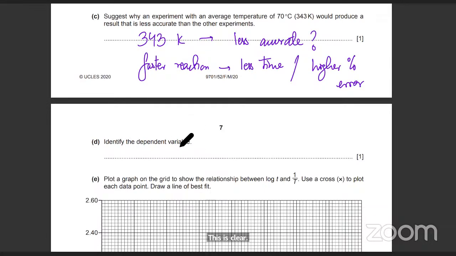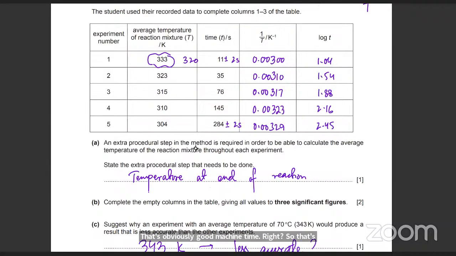The next one: identify the dependent variable. Obviously, you're measuring time, so that's your dependent variable. What's the independent variable? It's your temperature, basically. You are the one who's controlling the temperature. The time depends on the temperature, so that's your dependent variable.